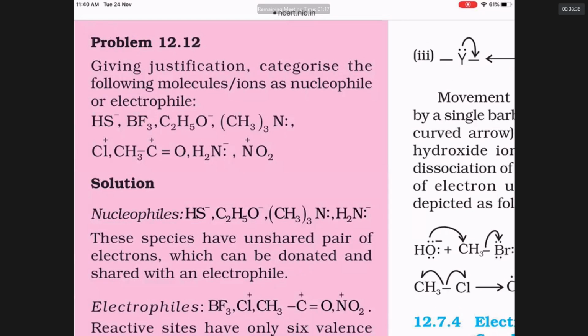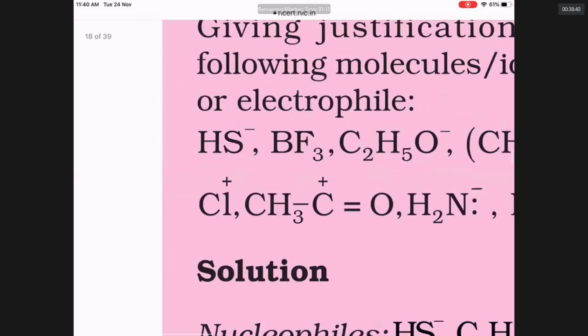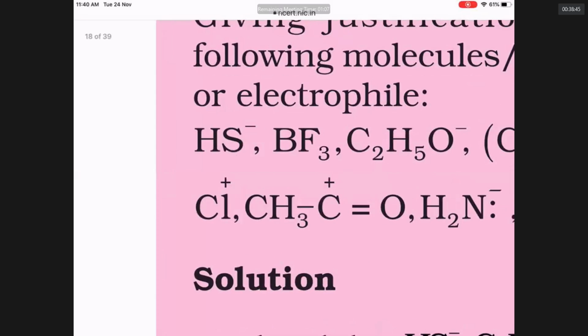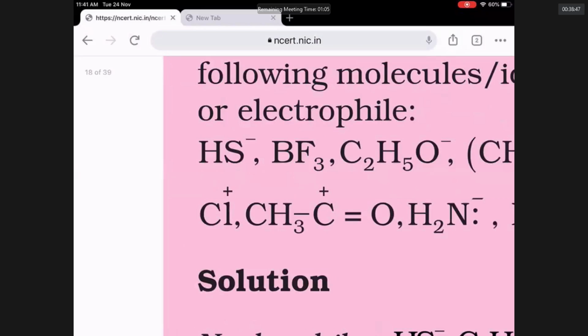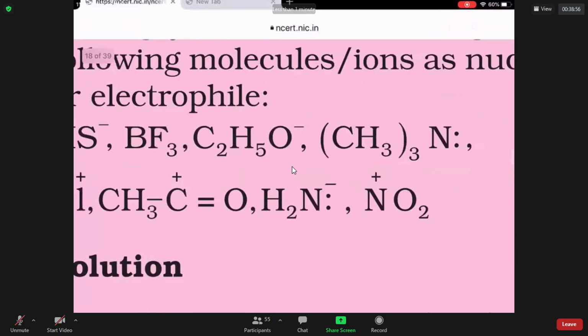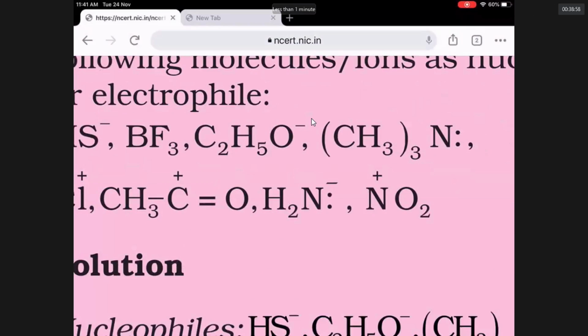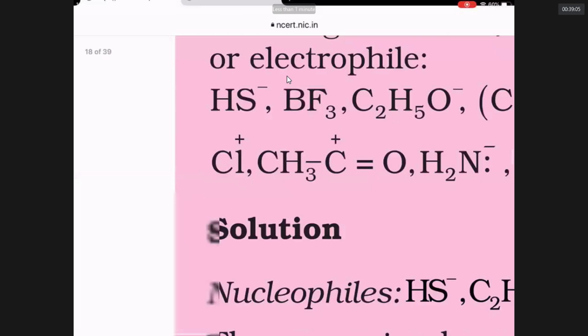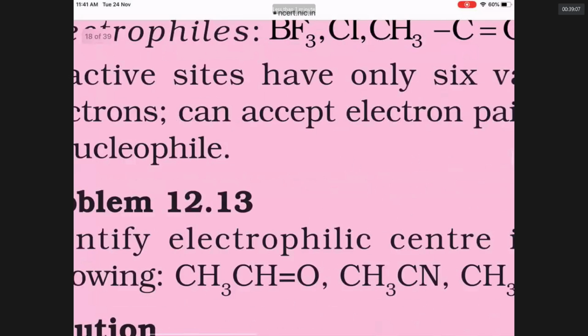All of you look at giving justification. Classify the following. HS minus, is it electrophile or nucleophile? Nucleophile. It's a nucleophile because it has minus charge. What about BF3? Electrophile. Perfect. What about ethoxide ion? Nucleophile. What about trimethyl ammonia? Nucleophile. You can classify. Very good. You have done that. Good job.